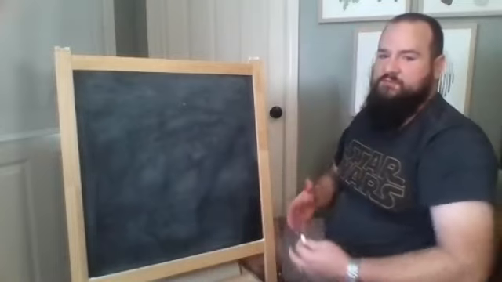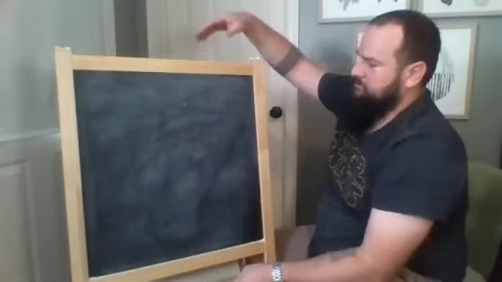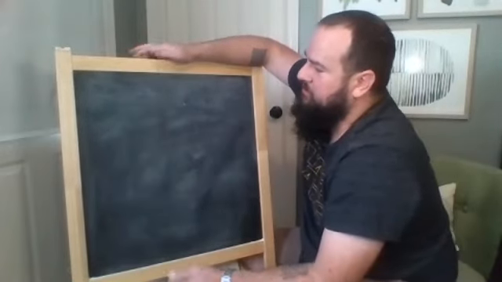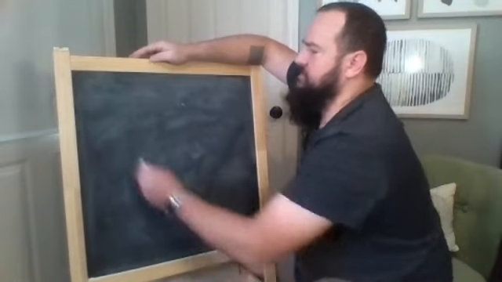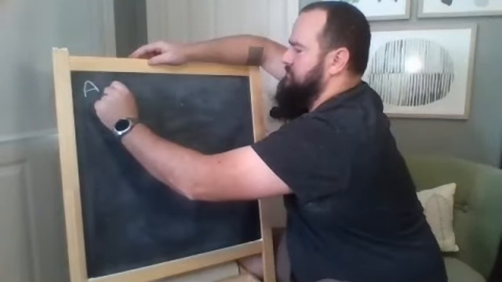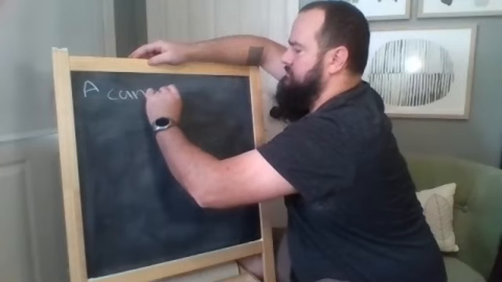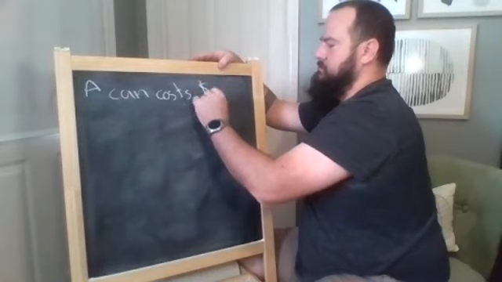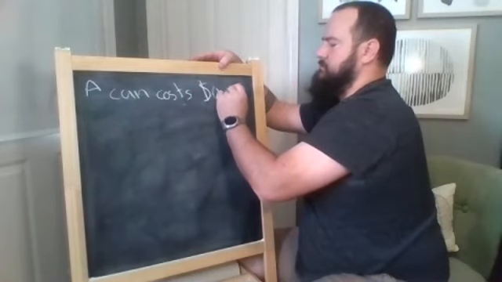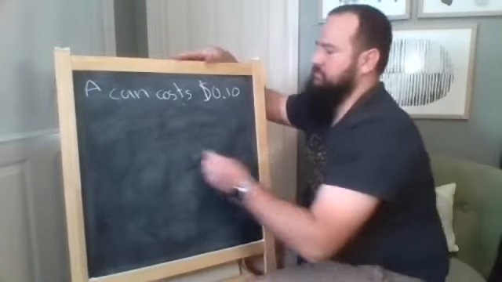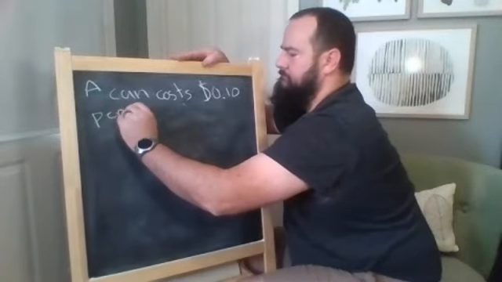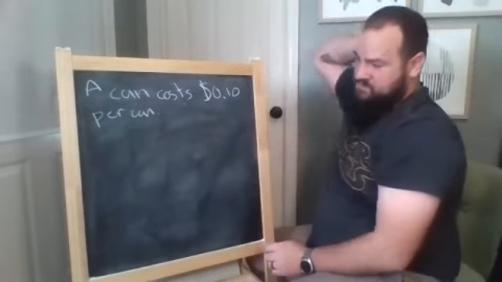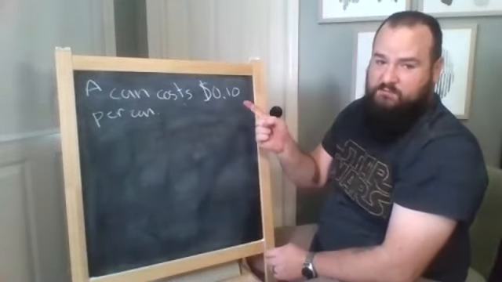Okay, so we're going to start off with a situation. Let's just go with a very simple cost. If a can costs, let's say, 10 cents per can. Okay, so this is kind of an example where we have both the slope and the y-intercept.